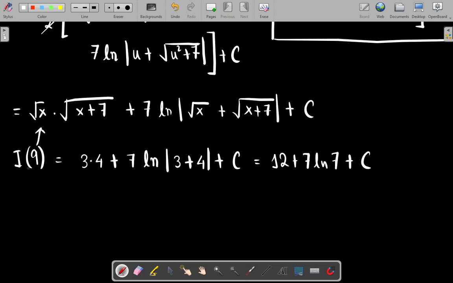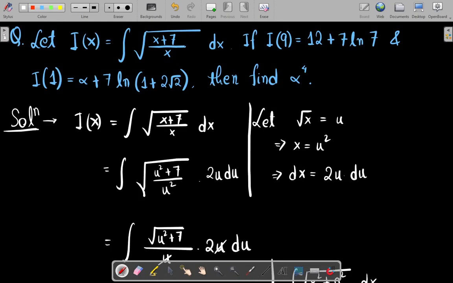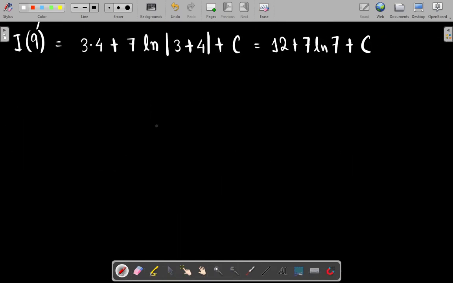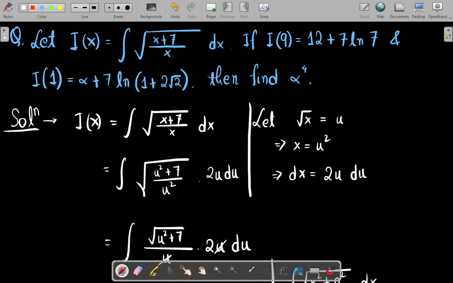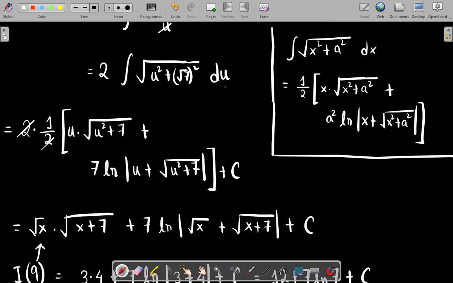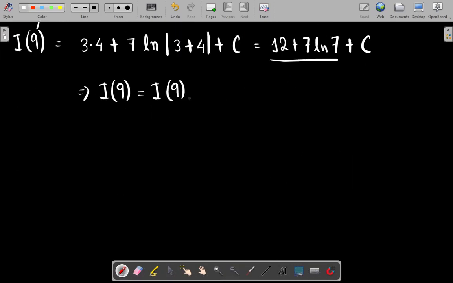Now we are given the value of I(9), right? I(9) is 12 plus 7 log 7. So we already have this part. So this implies that I(9) is equal to, this is the part which is given, right? This part is given already, 12 plus 7 log 7. So we have I(9) is equal to I(9) plus c. So this implies that the constant of integration is 0.